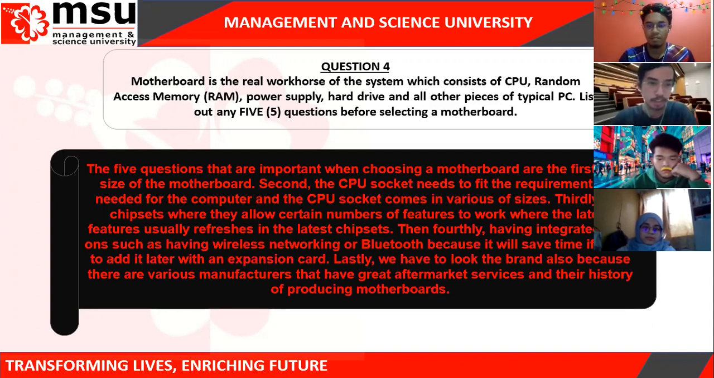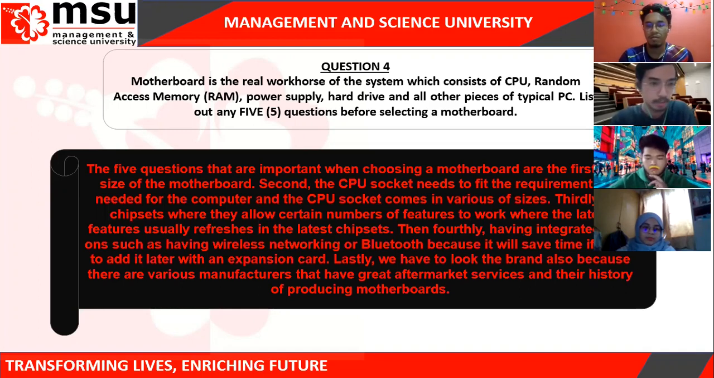Secondly, the CPU socket needs to fit the requirement needed for the computer, and the CPU socket comes in various sizes. This is because our central processing unit typically comes in different kinds and sizes, and usually different motherboards serve different processors. As an example, Intel Xeon works only for motherboards that are in huge form factors.